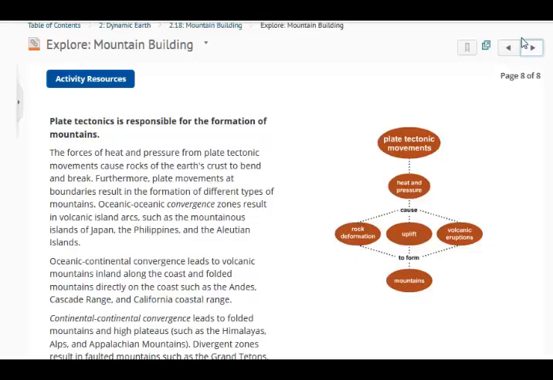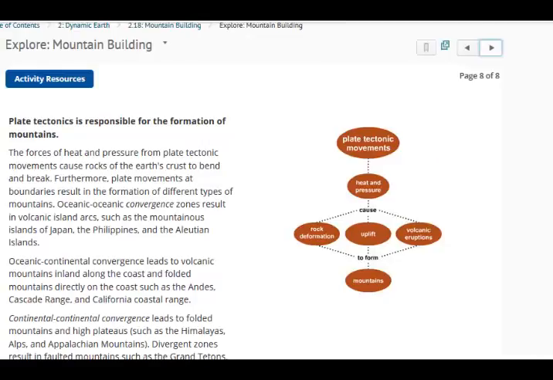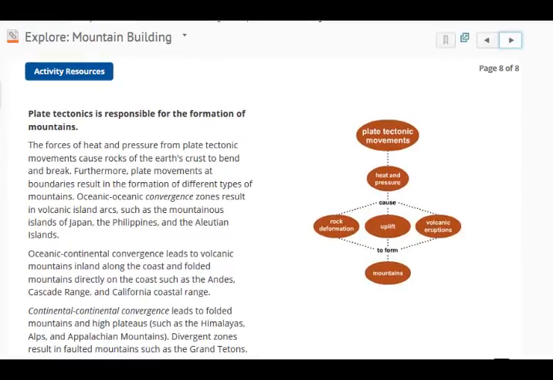So make sure you know that the whole reason all this happens is because of plate tectonics, and the reason we have plate tectonics is because of convection in the Earth, because the Earth's core is very hot, and this leads to convection, which leads to plates moving. Make sure you know the difference between continental convergence, continental-oceanic, and oceanic.